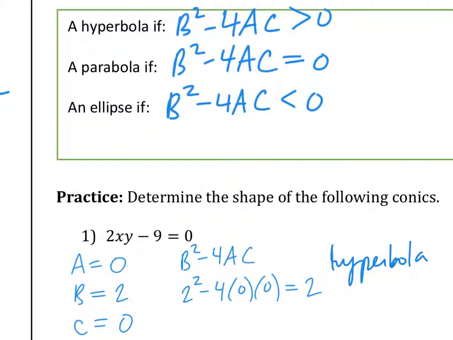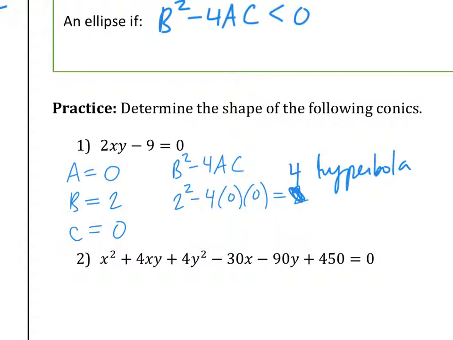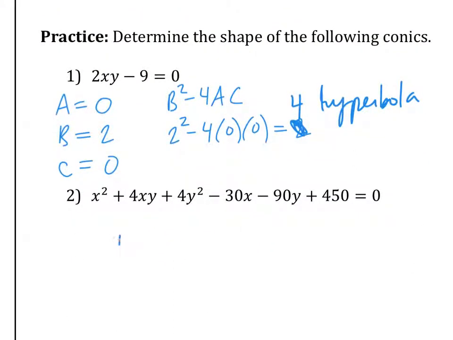You can always graph it and look at it. Sorry, 4. Yeah, sorry. Oh, cannot erase it again. I'm sorry. 4. Yeah, okay, go ahead and try this next one. All right. Number 2, parabola. A, B, C.